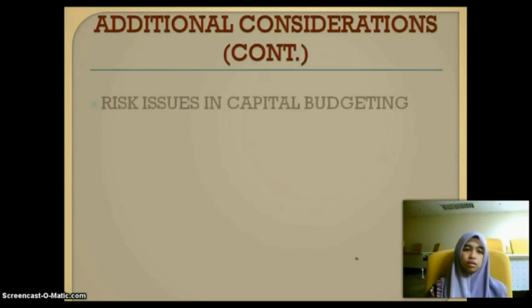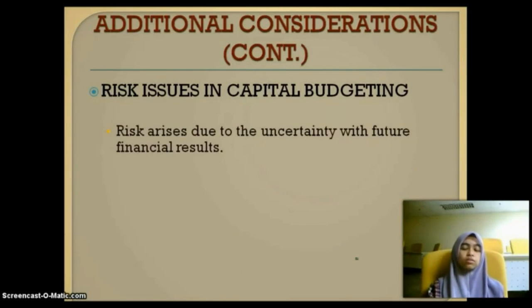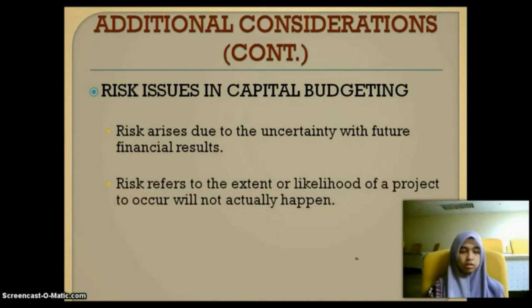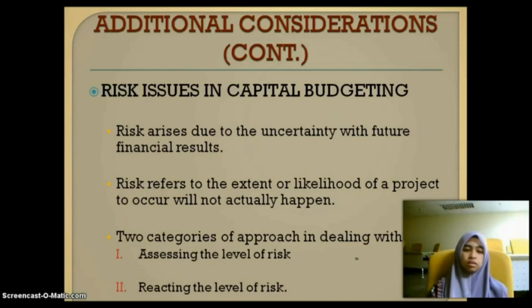Next is about risk issues in capital budgeting. Risk issues in capital budgeting is actually the risk that arises due to the uncertainty with future financial results. This risk refers to the extent or the likelihood of the project to not occur, and it has two categories of approach in dealing with the risk, which are assessing the level of risk and reacting to the level of risk.